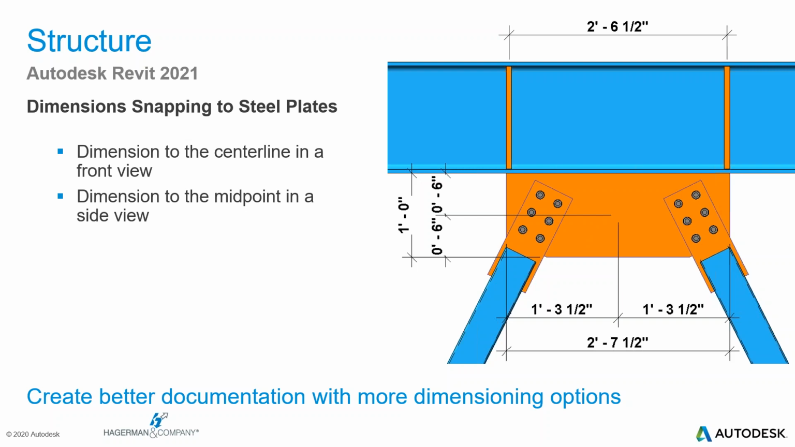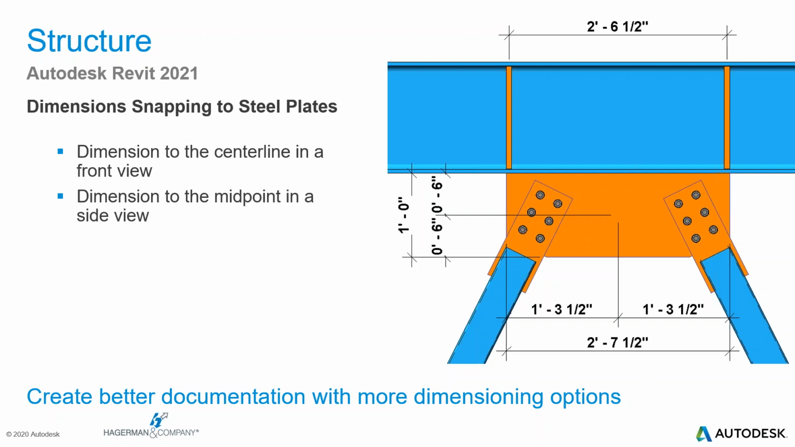So when creating engineering drawings for steel connections, you may wish to create dimensions to the center of a plate for more accuracy. In addition to creating edge distances for a steel plate, it is now possible to snap to its midpoint and create dimensions indicating the distance from the plate edge to its center, both vertically and horizontally.